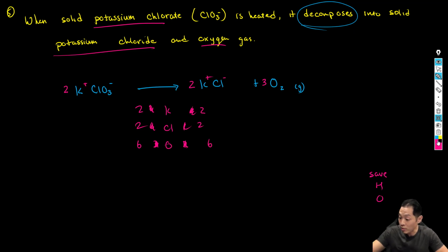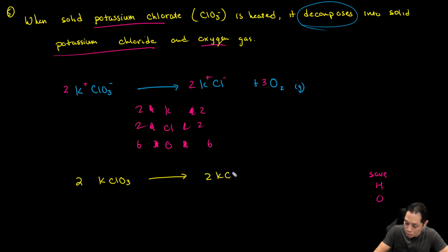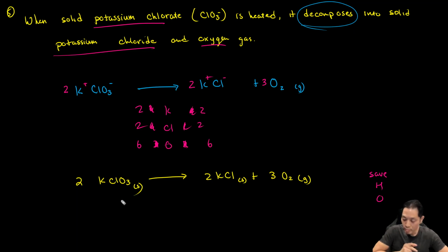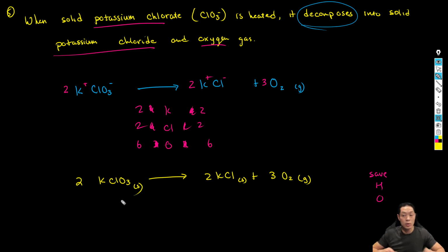So the final equation will be 2 potassium chlorate yields 2 potassium chlorides and 3 oxygens. Okay, so let's put the labels then. Let's see if it tells us if it's a solid. Yep, this one's a solid as well, and a solid. All right, so there is our balanced equation for number 5.